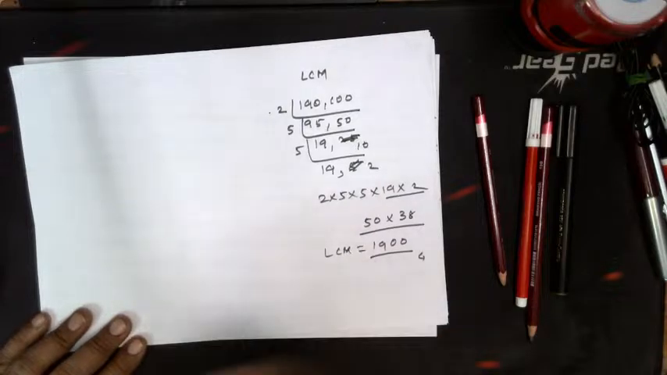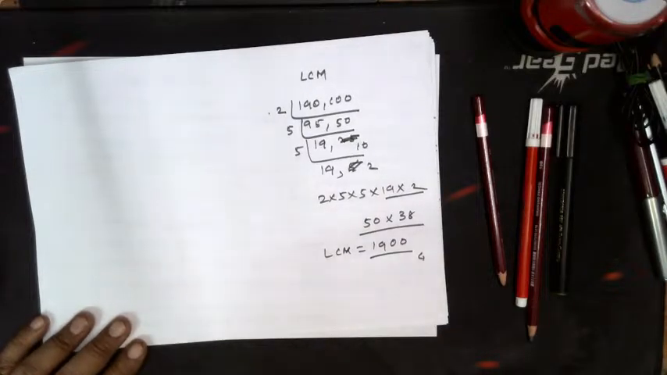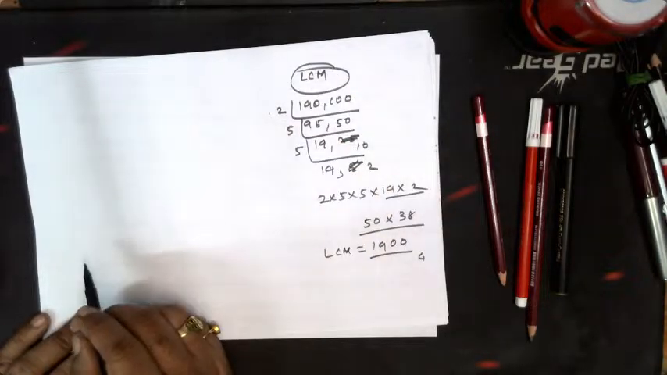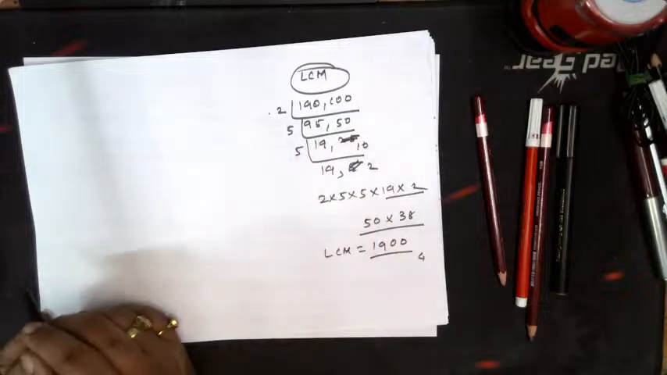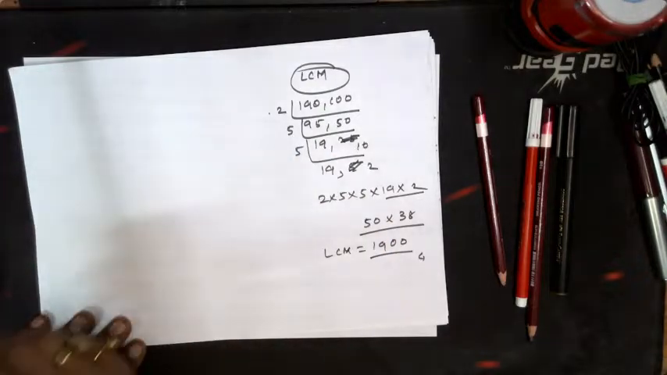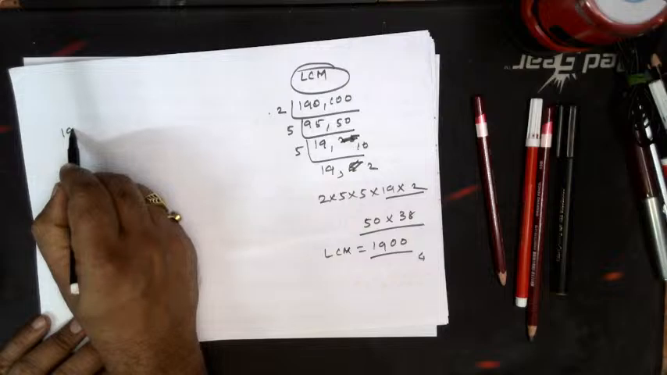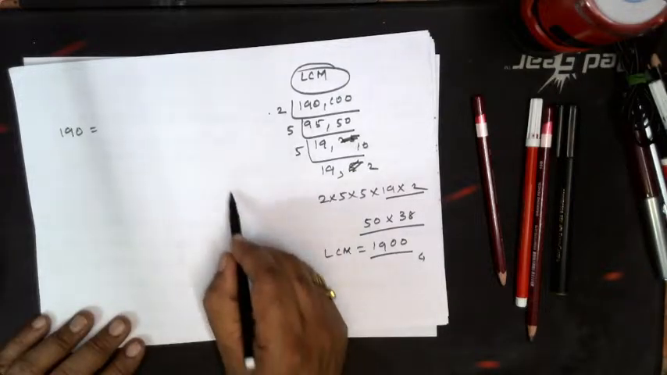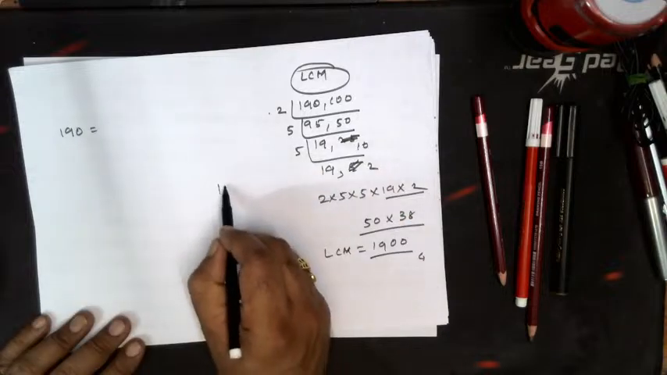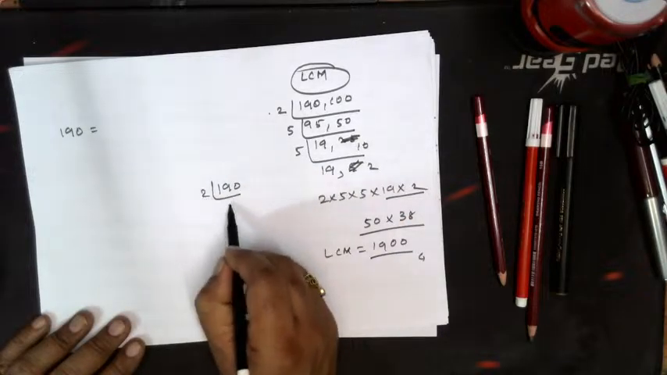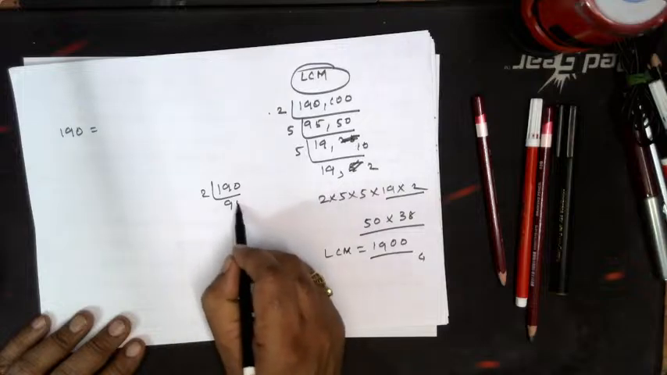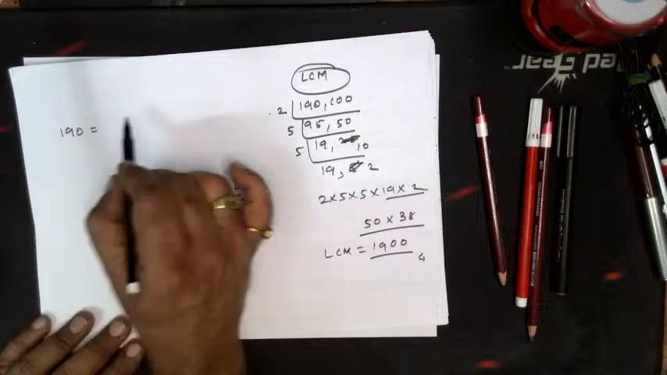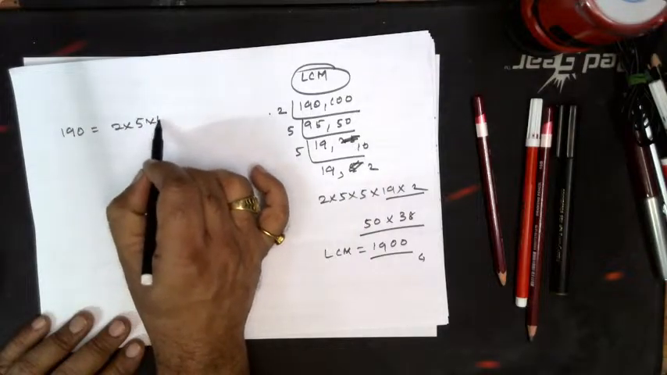Do you understand? 1900, that is LCM. The same LCM can also be found by simultaneous factorization and individual factorization also. How? Take 190 and its factors: 2 into 5 into 19. 9 2s are 18, 5 2s are 10, and this is 5. It means 19. So you can take 2 into 5 into 19.